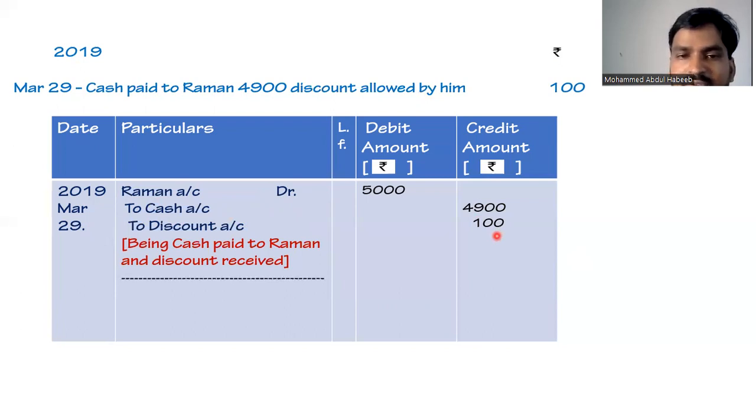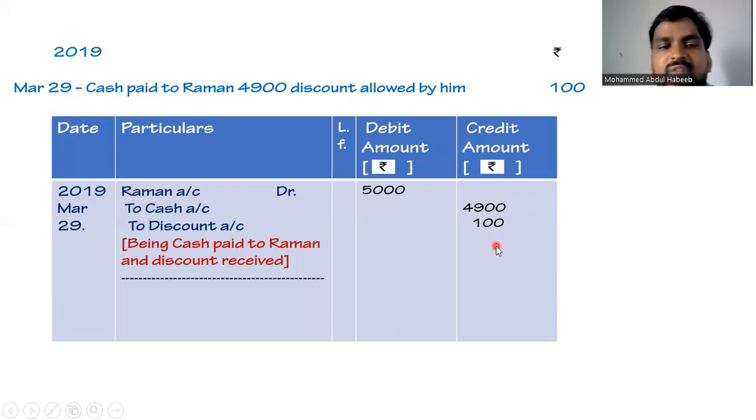So as per the rules of nominal account, this time it is a gain, and as per the rules of nominal account, credit all incomes and gains. So discount will be credited. So the general entry becomes Raman account debit to cash account 4,900 to discount account 100. 4,900 plus 100 becomes 5,000. So the general entry will be Raman account debit 5,000 to cash account 4,900 to discount account 100.